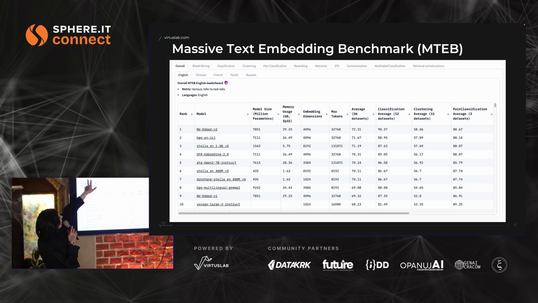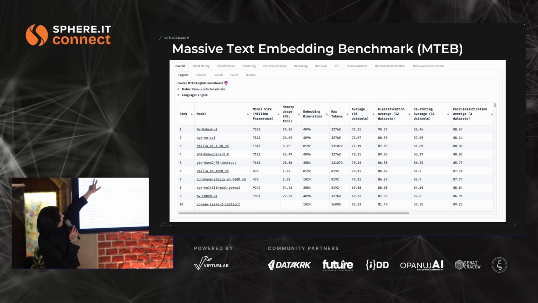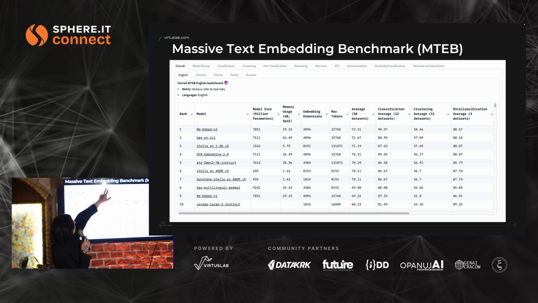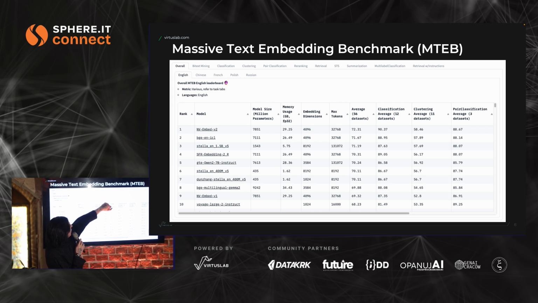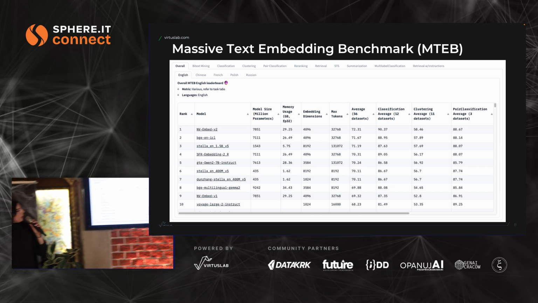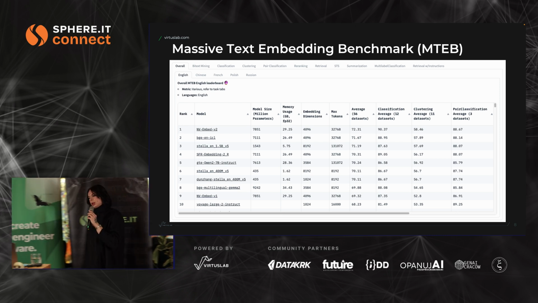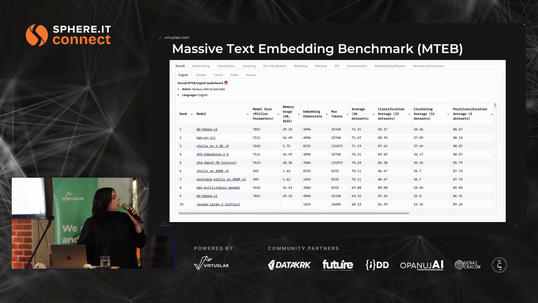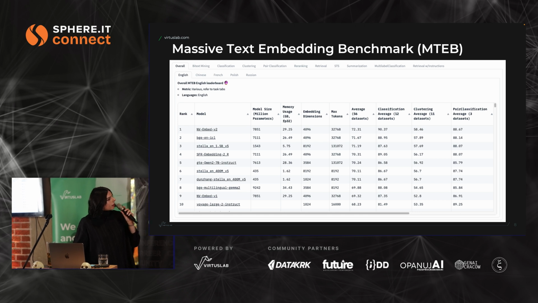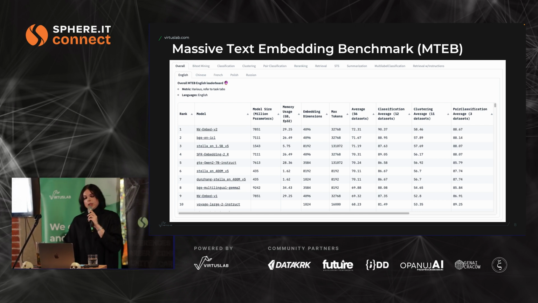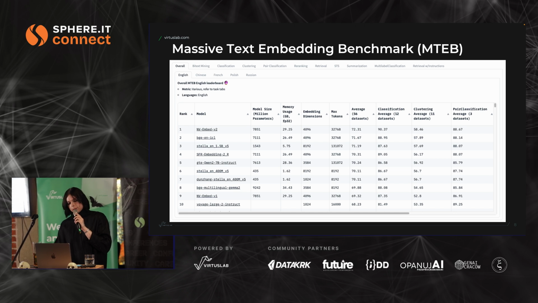And also on the top, you can see different tabs like classification, clustering, re-ranking, retrieval, summarization. This is important because we need to choose a model that fits our application. So don't only look at the overall scores, look at the tabs that are connected to your application.